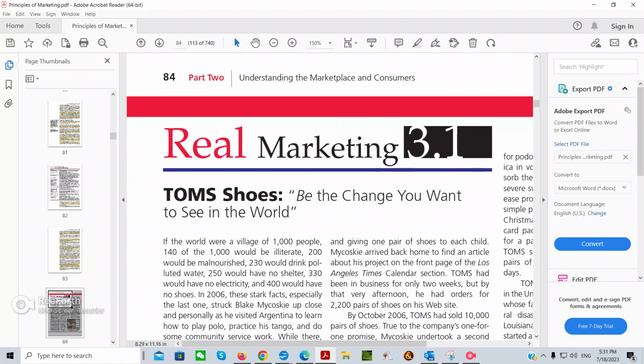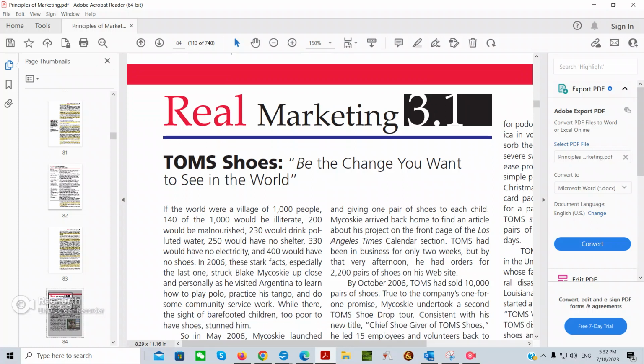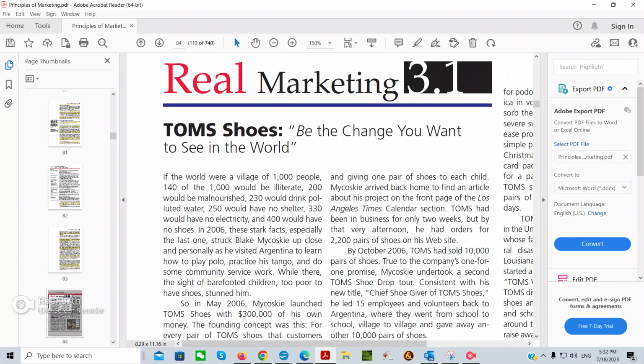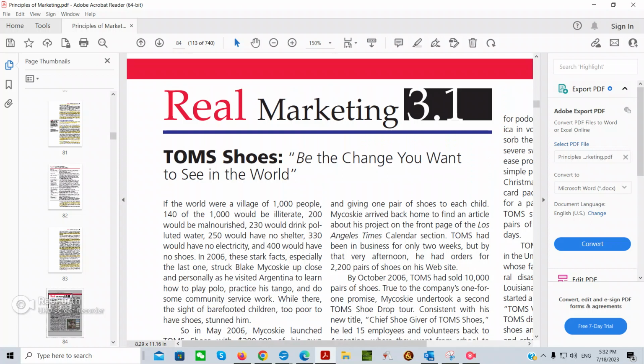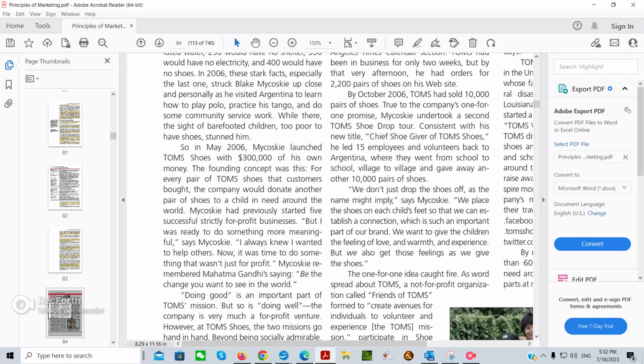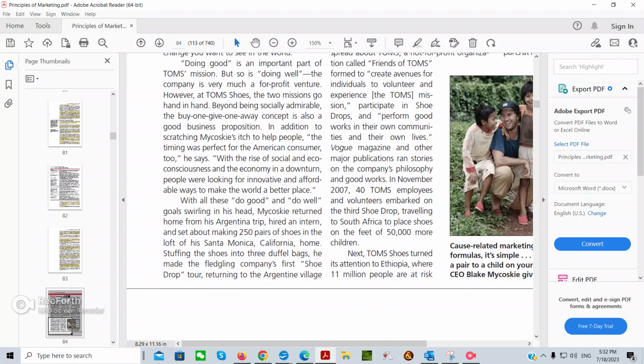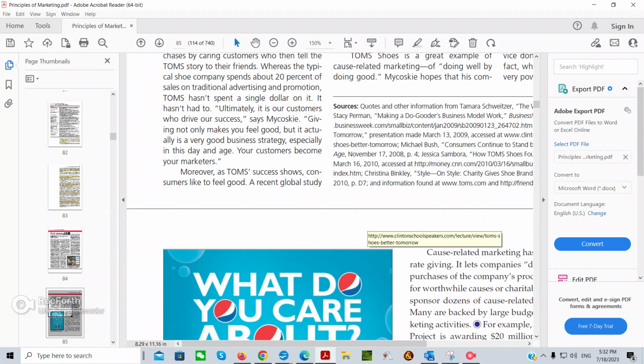Now we also have a case example here of TOMS Shoes. I would encourage you to read it. I've already read it, but that will be something you'd like to read more of. My purpose is just to give you the overall understanding of it, and then this is the application, an example of it. And in this case example, they talk about "be the change you want to see in the world."